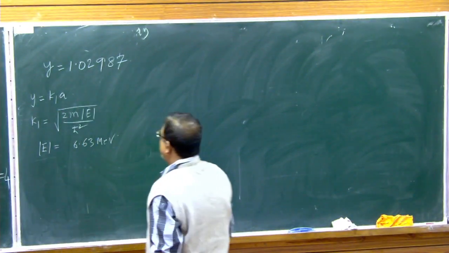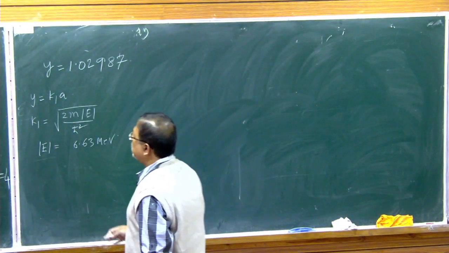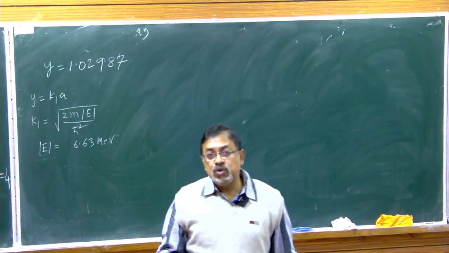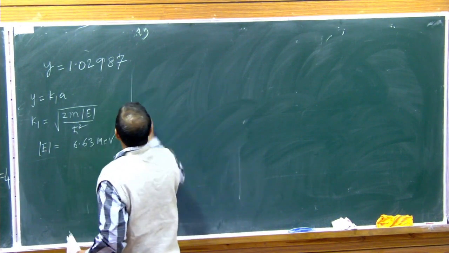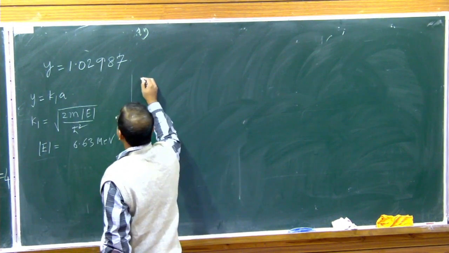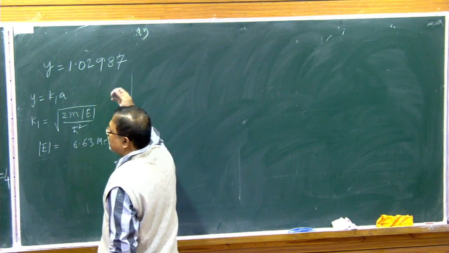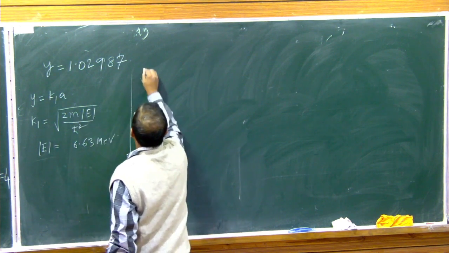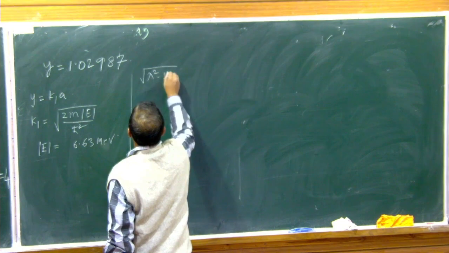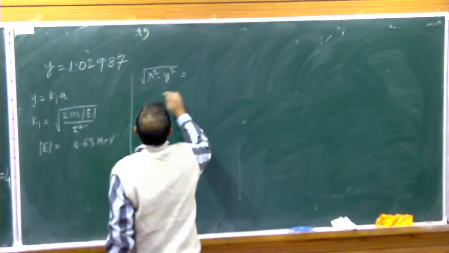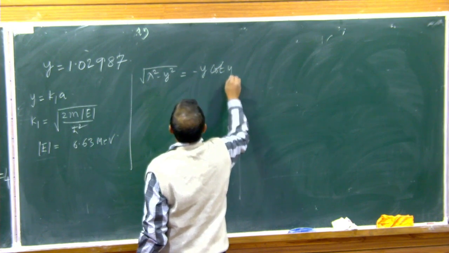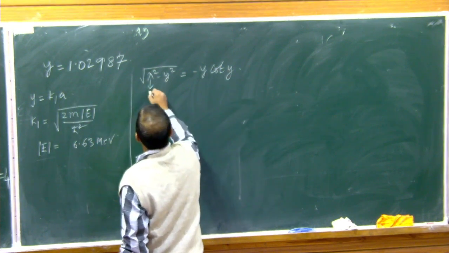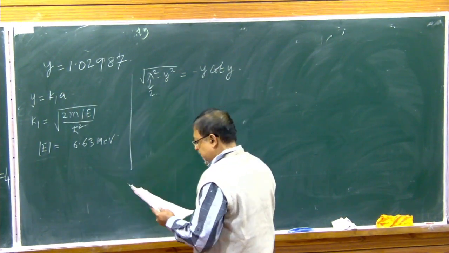Okay, and now you have one even bound state and one odd bound state, so you need to find both. There is an even bound state, and for the odd one you should use root over lambda square minus y square is equal to minus y cot y. Your lambda is equal to 2 here. Put this in and again solve.